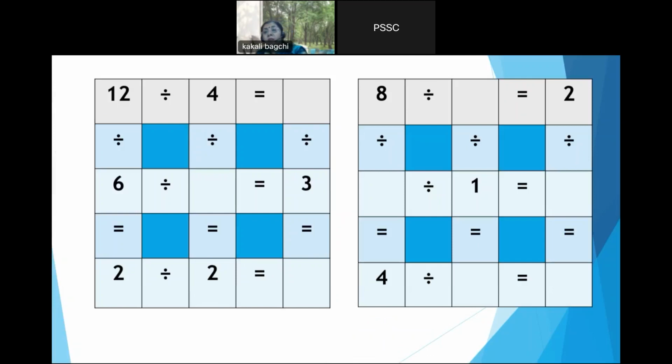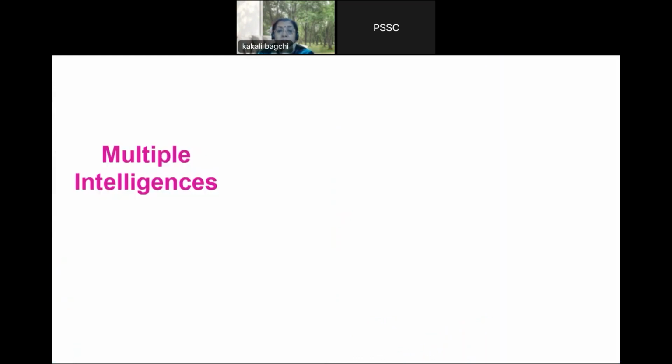You can give this type of worksheets for assessing the knowledge of division. So these are the answers for the first one. For the second one, these are the answers. Small boxes for assessing the knowledge of one digit division.